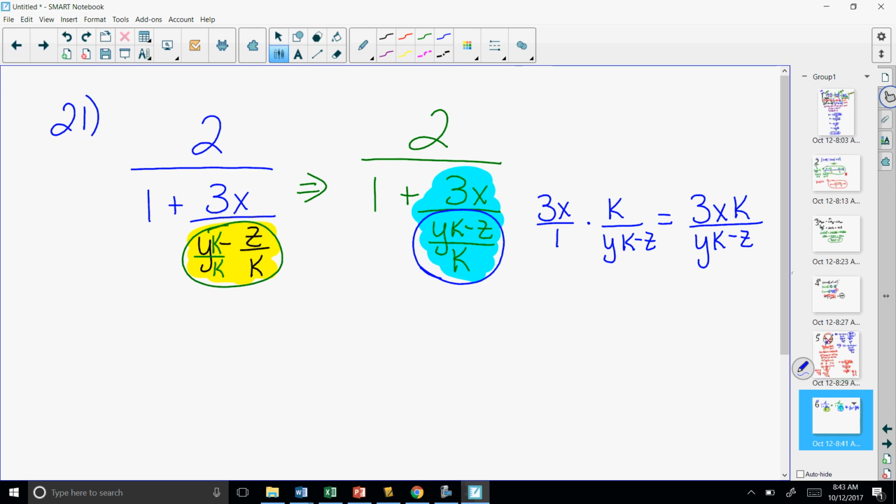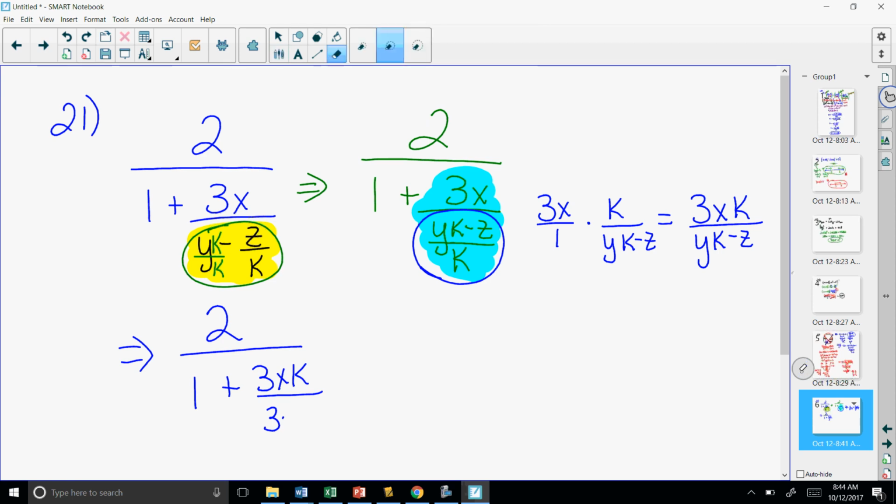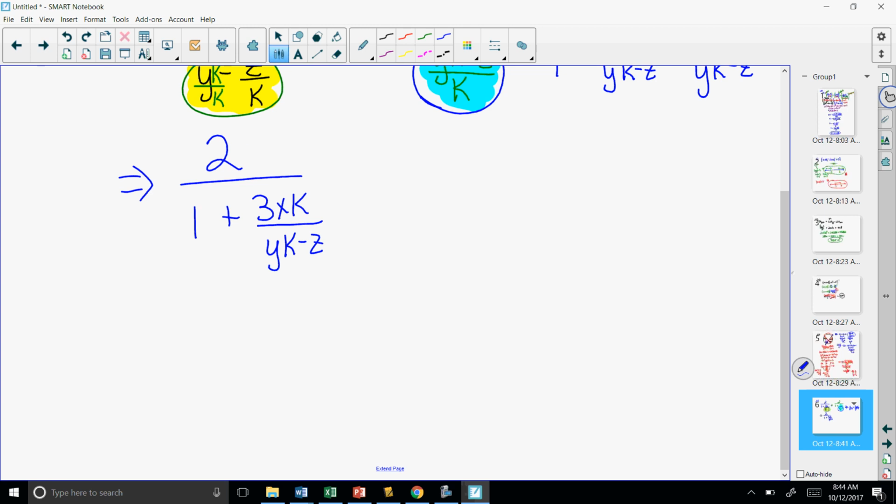So now if I simplify what I highlighted in blue there, now I get this for my complex fraction. 2 over 1 plus 3xk over yk minus z. It's getting less complicated, right? Where do I want to focus now? In the denominator again.